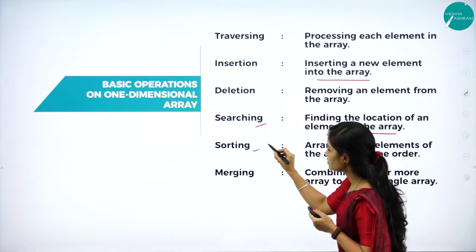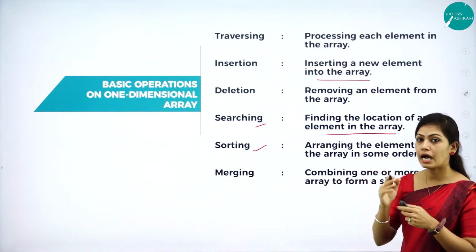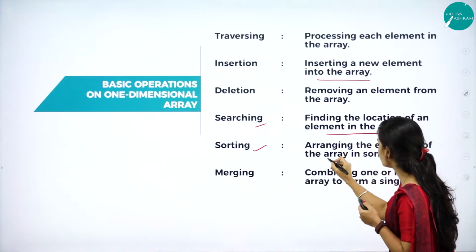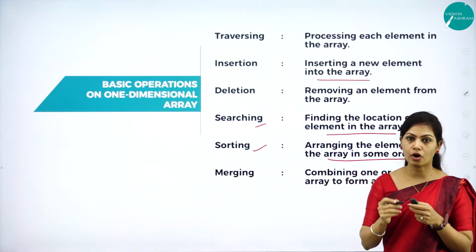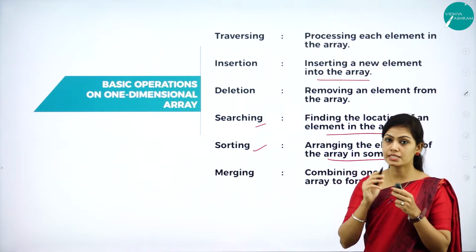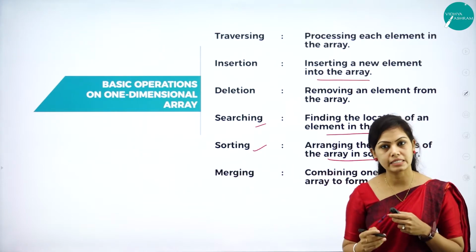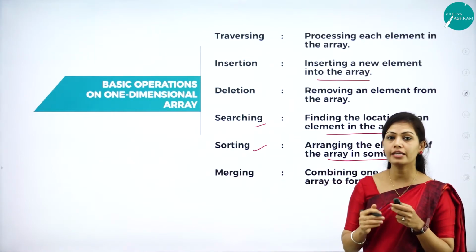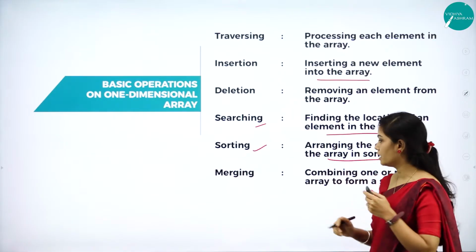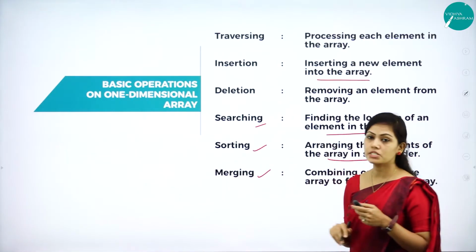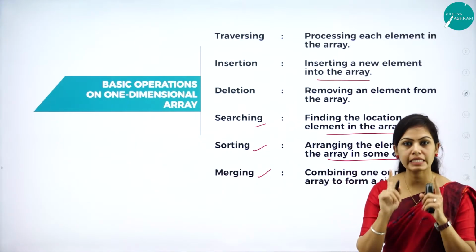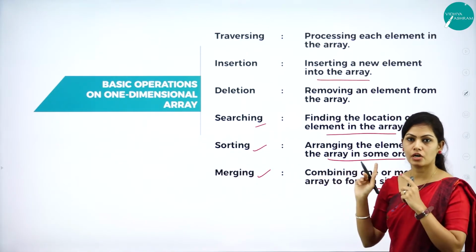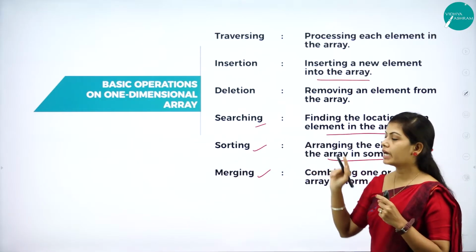Next operation is sorting. Sorting means arranging the elements of the array in some order. It can be in ascending order or in descending order. And last one we have merging. Merging means combining one or more arrays to form a single array. So these are the operations on one-dimensional array.